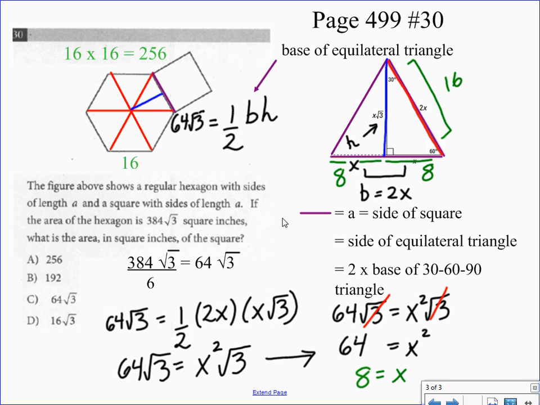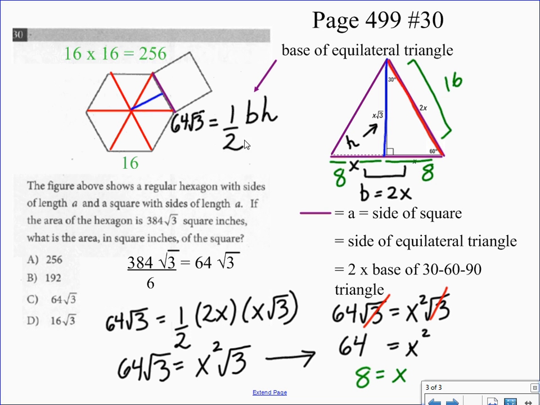inches of the square? Okay, so since it's a regular hexagon, we can divide it into 6 equilateral triangles. So we can divide the total area of the hexagon by 6, and that will give us the area of just one of these equilateral triangles here. So that's what I've done here. And then this gives us that the area of one of the triangles is 64 root 3.